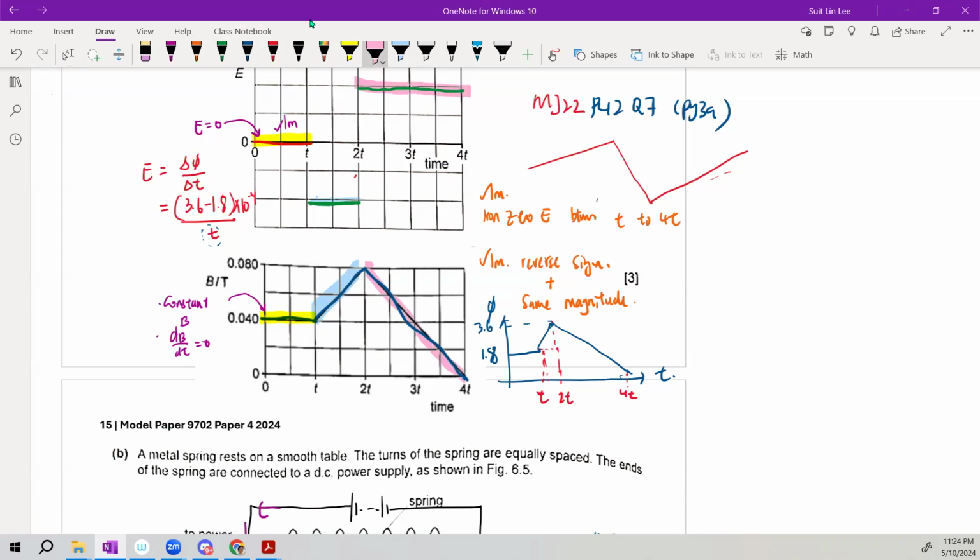How do I know the gradient is the same? Well, two boxes, two boxes, two boxes, two boxes. Same gradient, no? Is that okay?